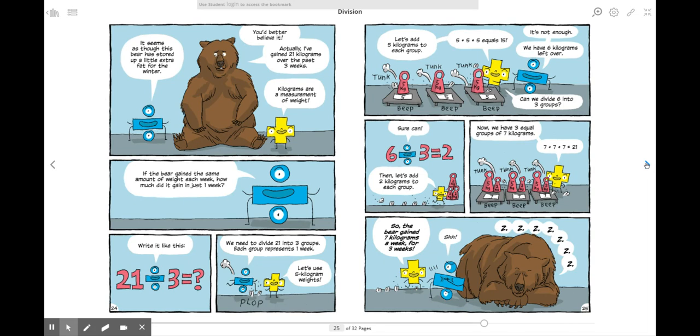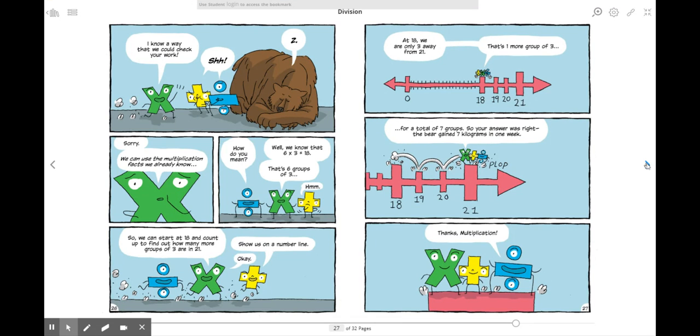Shh. I know a way that we could check your work. Sorry. We can use the multiplication facts we already know. How do you mean? Well, we know that 6 times 3 is 18. That's 6 groups of 3.